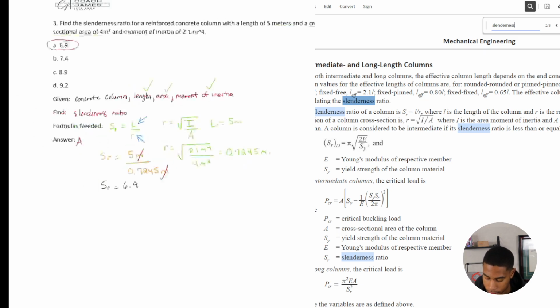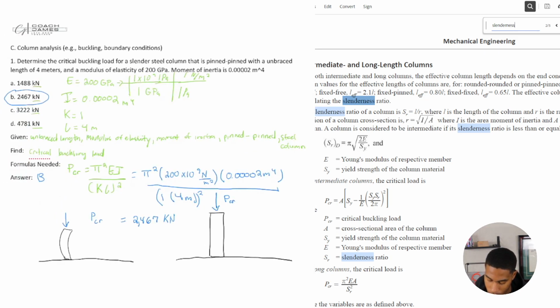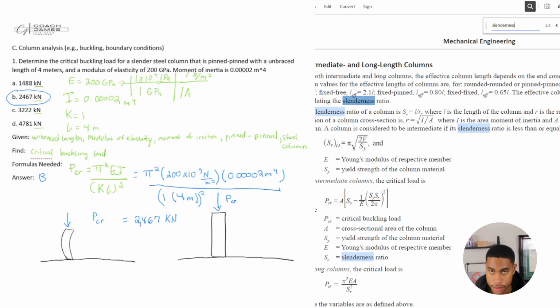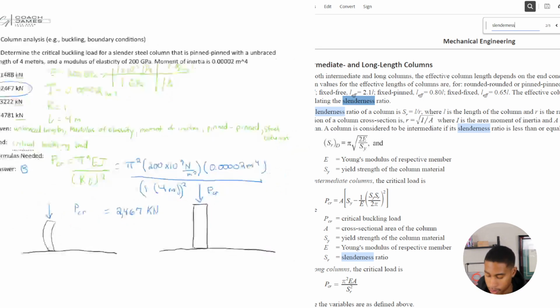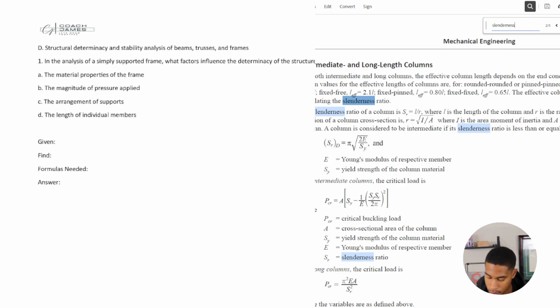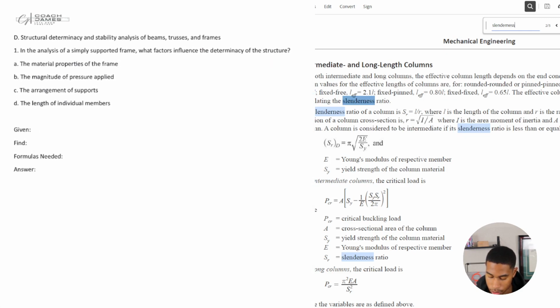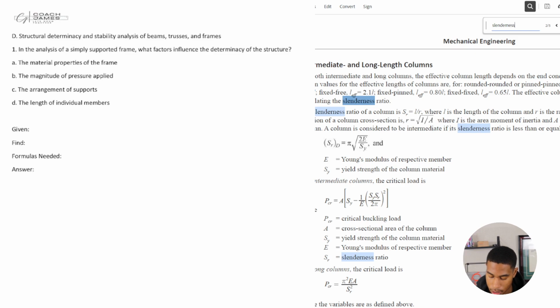All right, so that concludes the column analysis section for structural engineering. We are going to be looking at structural determinacy and stability analysis of beams, trusses, and frames in our next video. So I will see you in the next one.